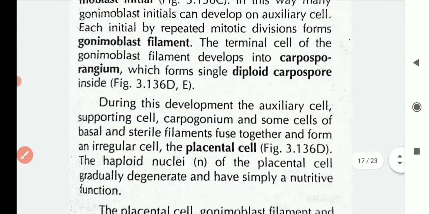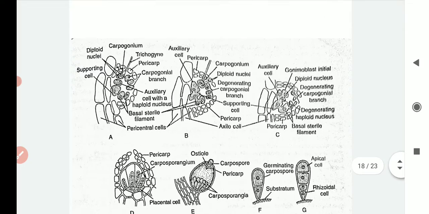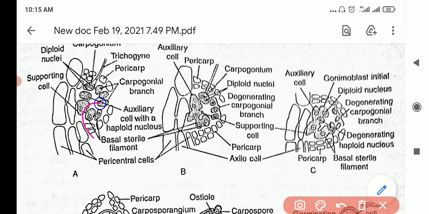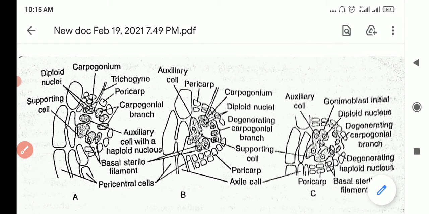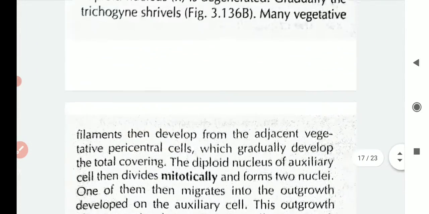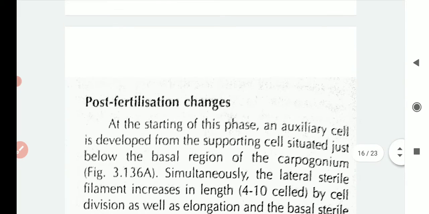Let's look at the image. You could see that basal sterile filament. These are elongating, right? I'm not able to find the lateral filament. Can you see it? I cannot find it. Anyway, you are getting that they are also elongating. Both the basal and the lateral will keep on dividing and elongating.